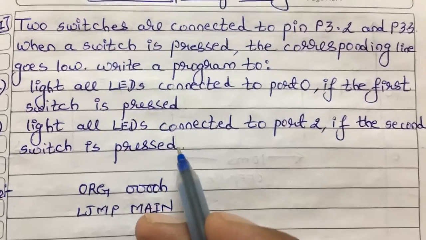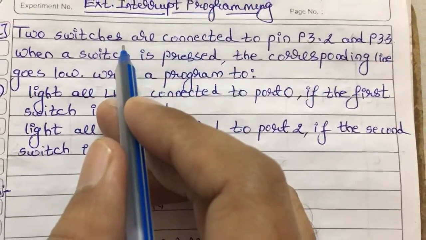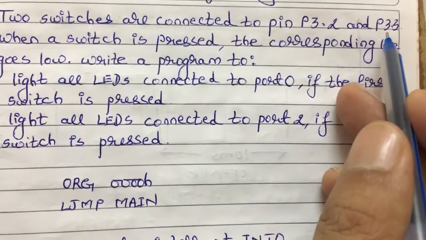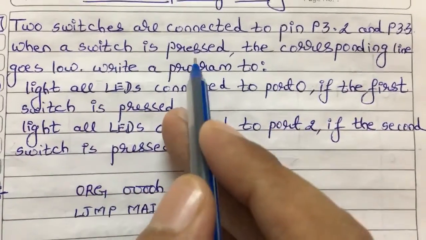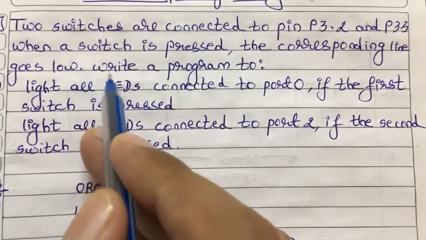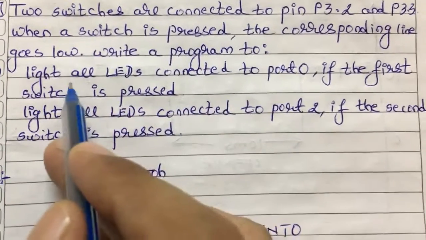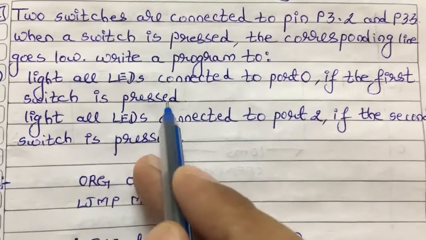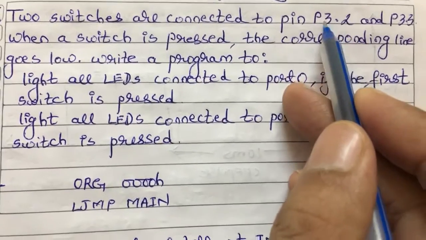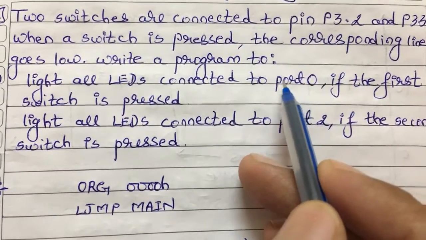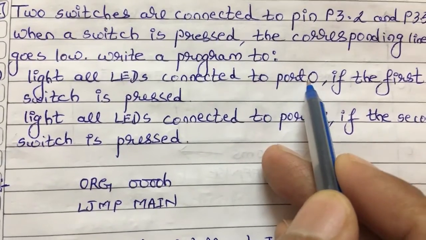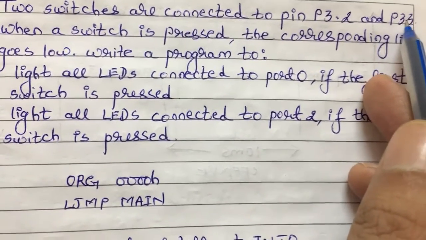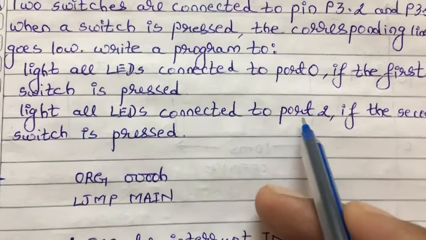Let me restate the question. There are two switches. One switch is connected to pin 3.2 and one switch is connected to pin 3.3. When a switch is pressed, the corresponding line goes low. If the first switch, that is P3.2, is pressed, light all the LEDs of port 0. When the second switch, that is P3.3, is pressed, light all LEDs of port 2. This is what the question is.